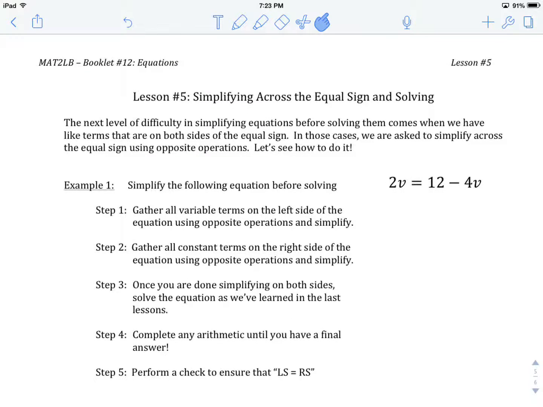Welcome to Equations, lesson number 5, simplifying across the equal sign and solving. So this is the next level of difficulty we're going to bring in. It's not just simplifying like terms on the same side of the equation.